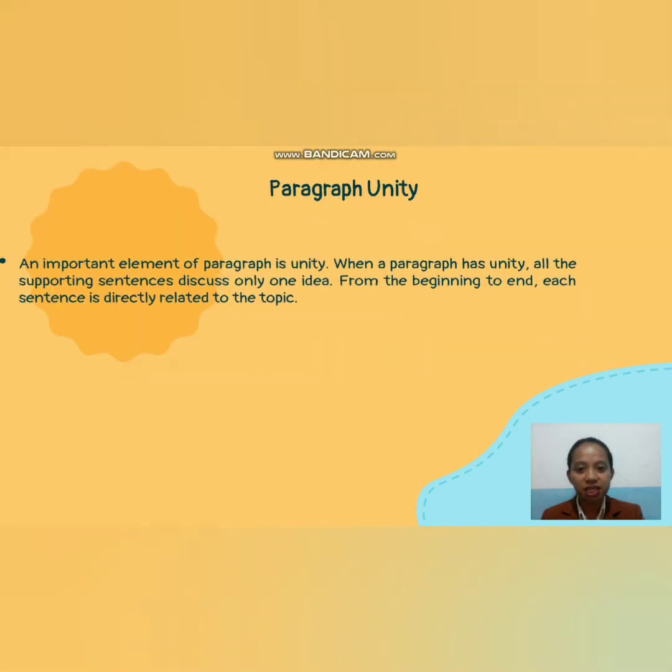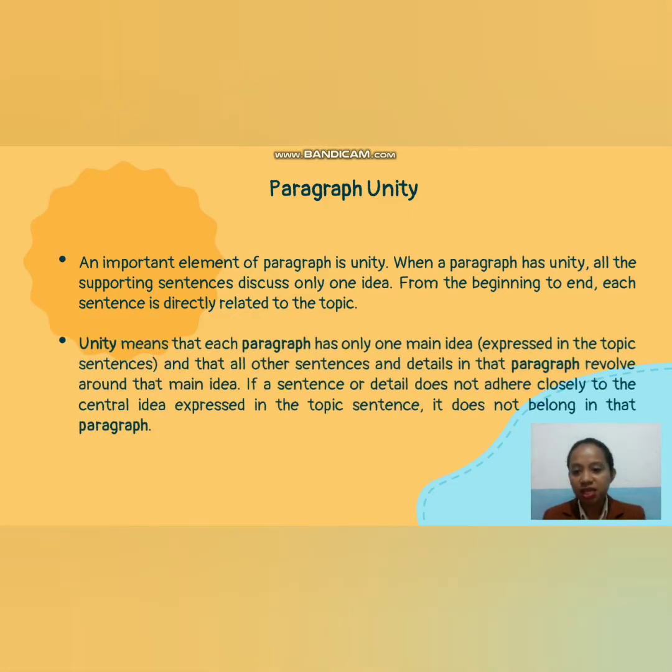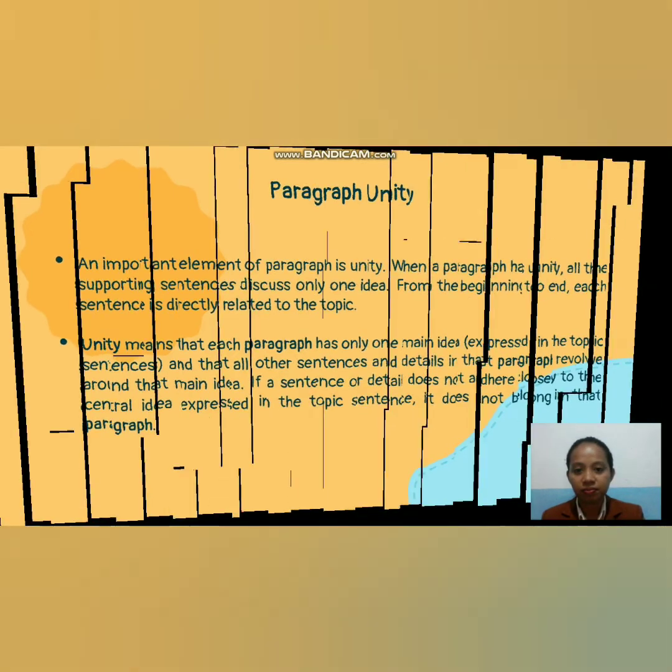Next, paragraph unity. An important element of a paragraph is unity. When a paragraph has unity, all the supporting sentences discuss only one idea. The unity here means that each paragraph has only one main idea. If a sentence or detail does not adhere closely to the central idea expressed in the topic sentence, it does not belong in that paragraph. So, from the beginning to end, each sentence is directly related to the topic.